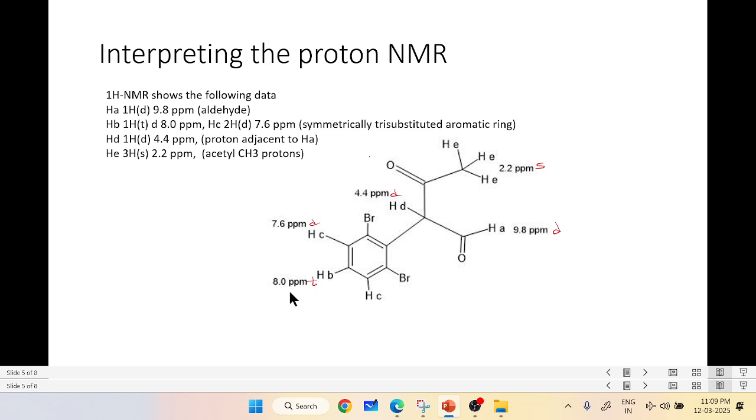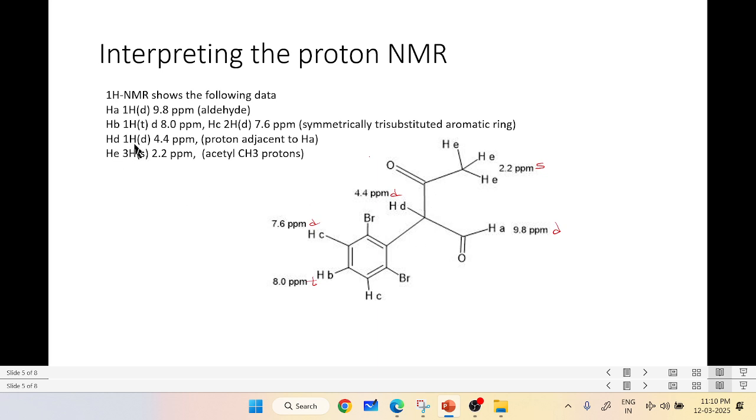This singlet and doublet pattern for the 3 aromatic protons can happen only in a symmetrical tri-substituted pattern. So it seems very likely that there is a bromine atom on both ortho positions and there is a side chain at position 1. That we'll see.